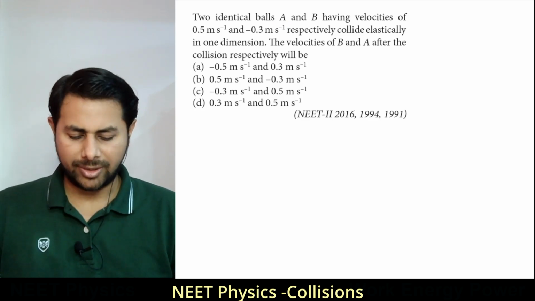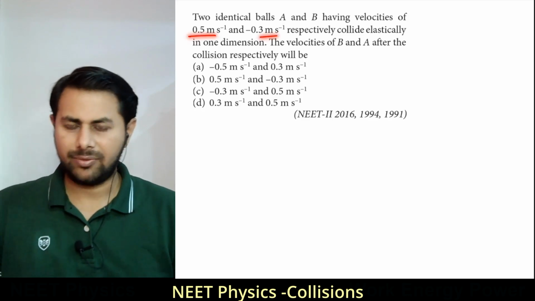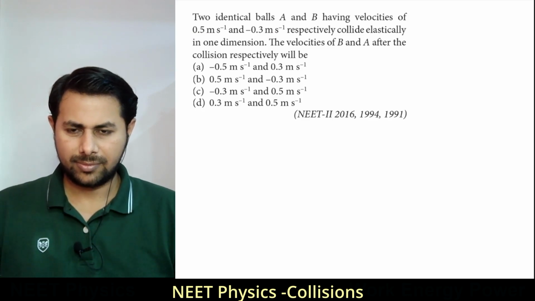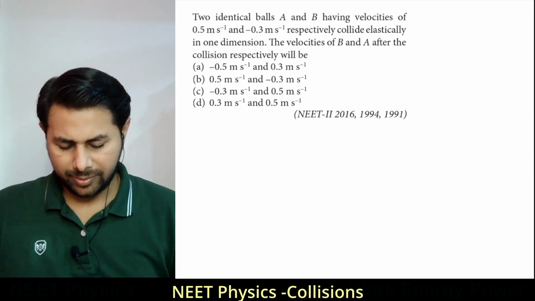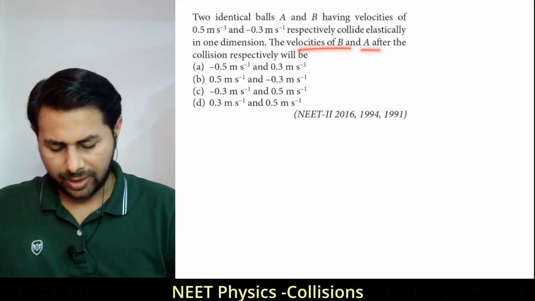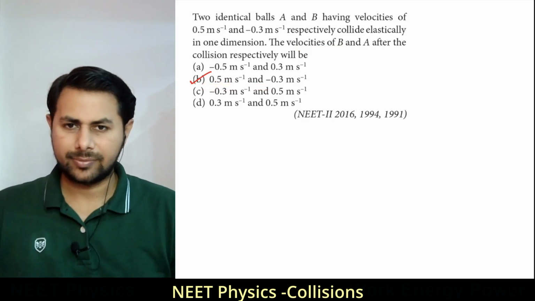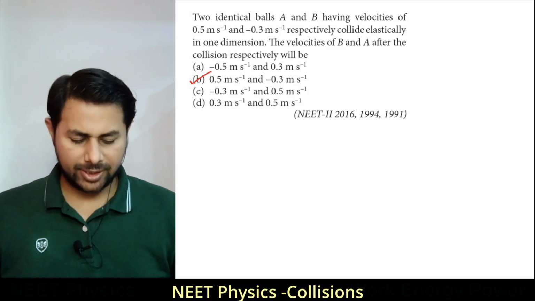Two identical balls A and B having velocities. These are the velocities. Option B. So it is 0.5 meters per second. Velocities of B and A. Okay, they have changed the order, no? Yeah, that's correct. Option B is the answer. Right? Yeah, good. Everyone? Okay, velocities are just interchanged.